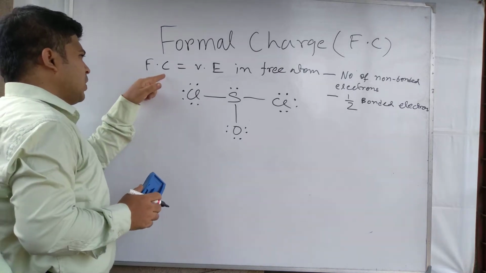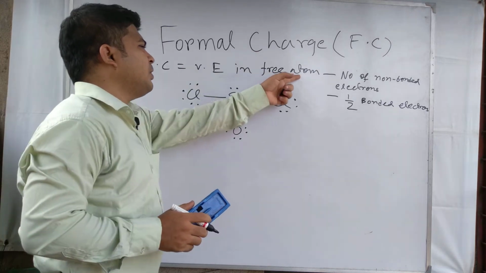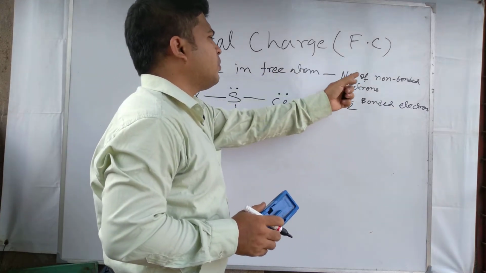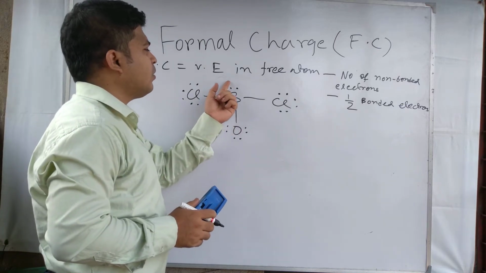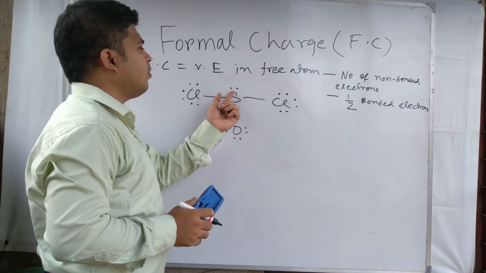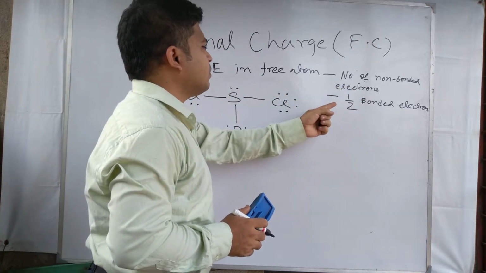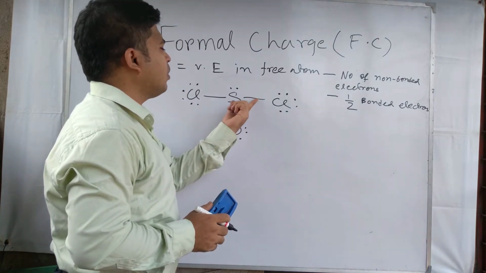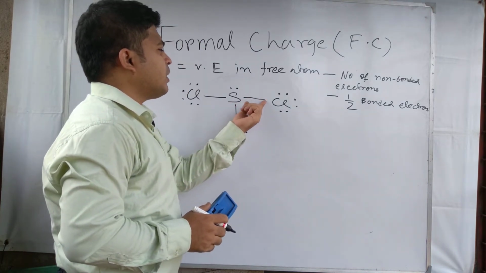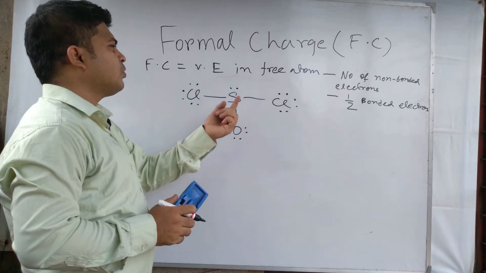For formal charge calculation we use the formula: valence electrons present in the free atom, minus the number of non-bonded electrons, that means the number of lone pair electrons. These electrons are called non-bonded electrons. Then minus half of the bonded electrons. Bonded electrons means the electrons that are forming a bond. So bonded electrons means this one.